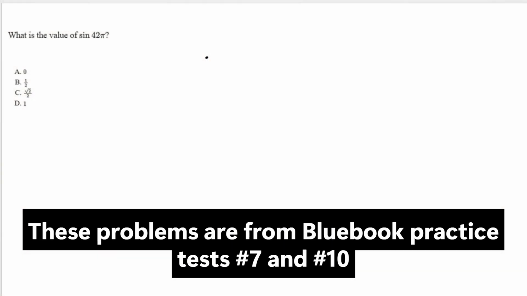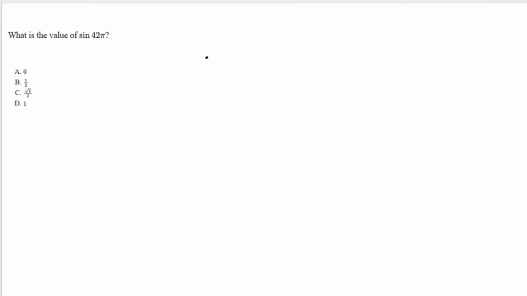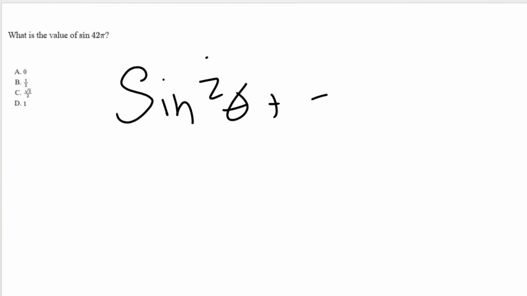So before I go into the problems that I've handpicked to discuss regarding trigonometry, I just want you to remember this particular formula right here: sine squared theta plus cosine squared theta, where the thetas are the same, equals 1. So keep that in mind. If you square the sine of an angle and then add the cosine squared of that same angle, that's always going to equal 1.